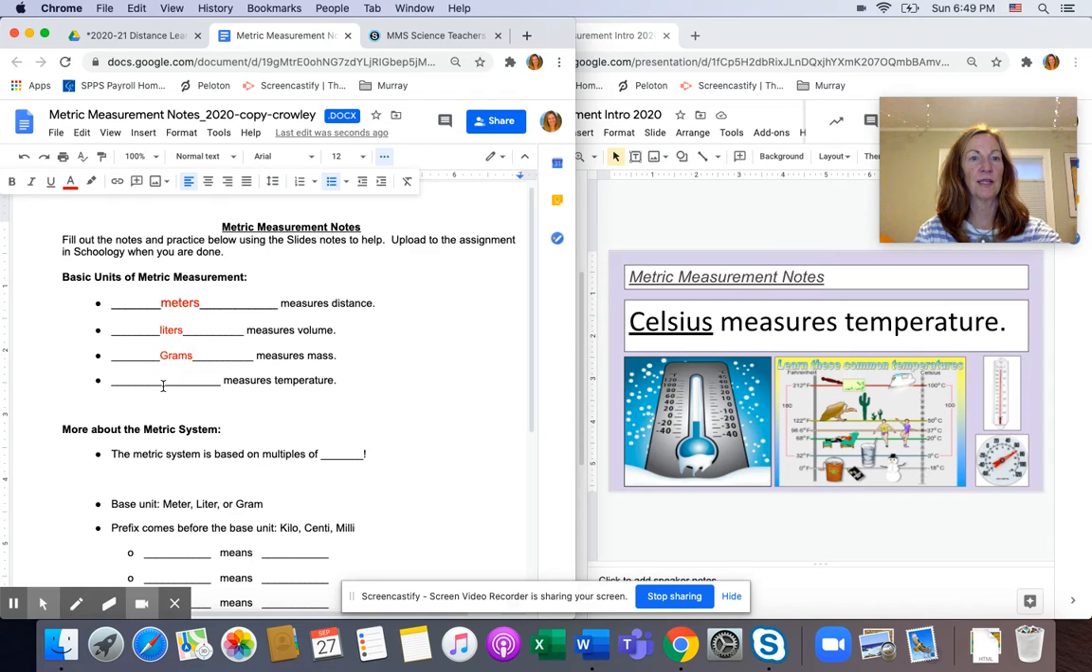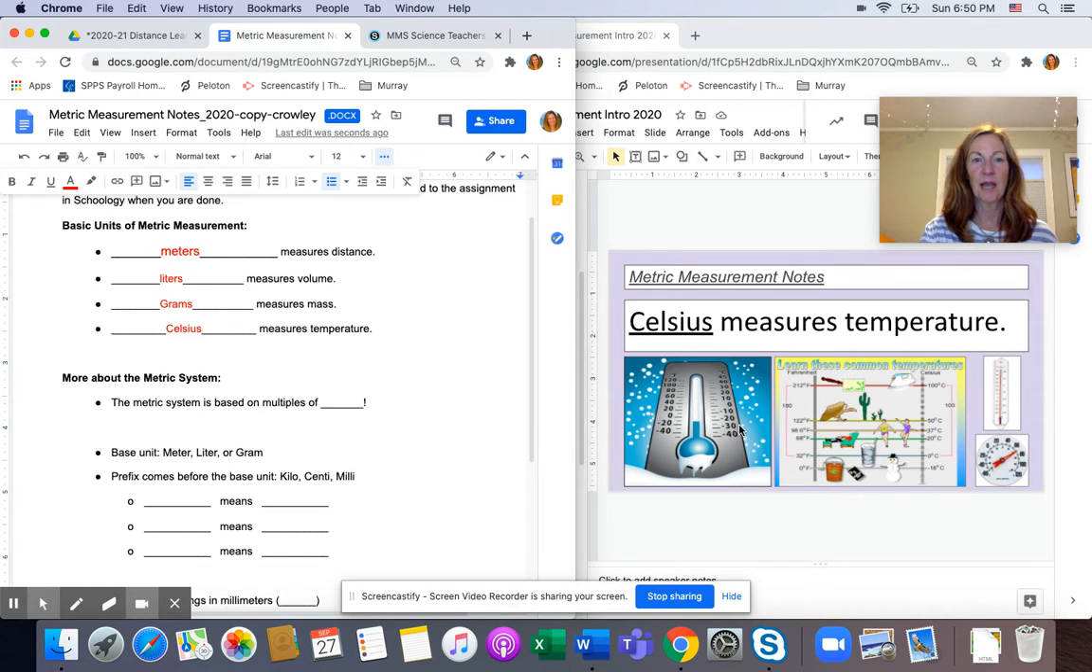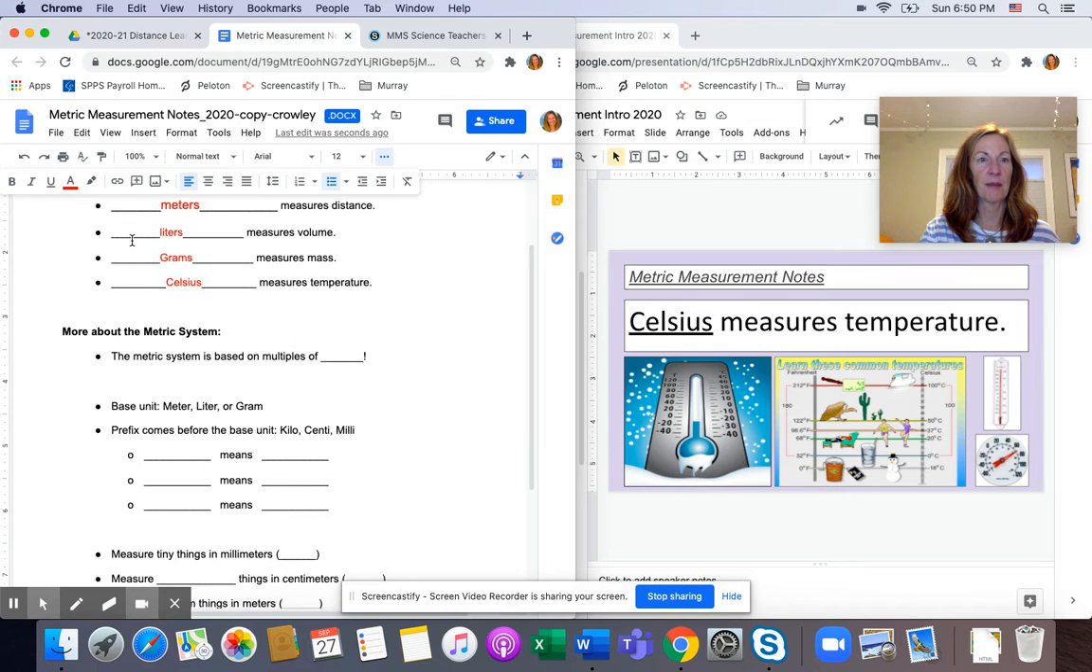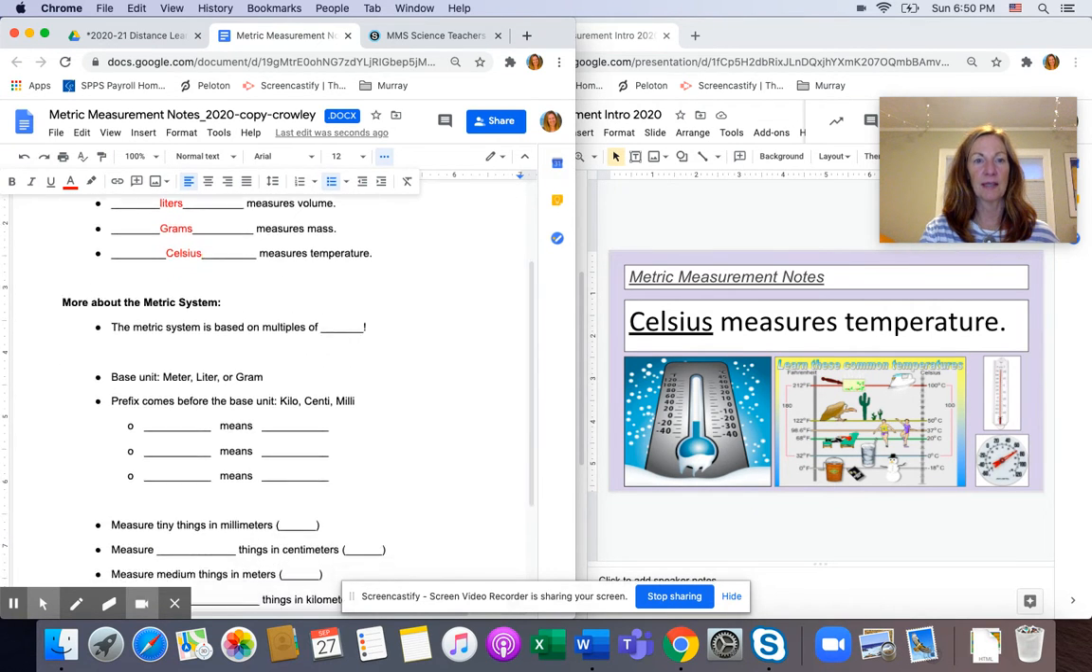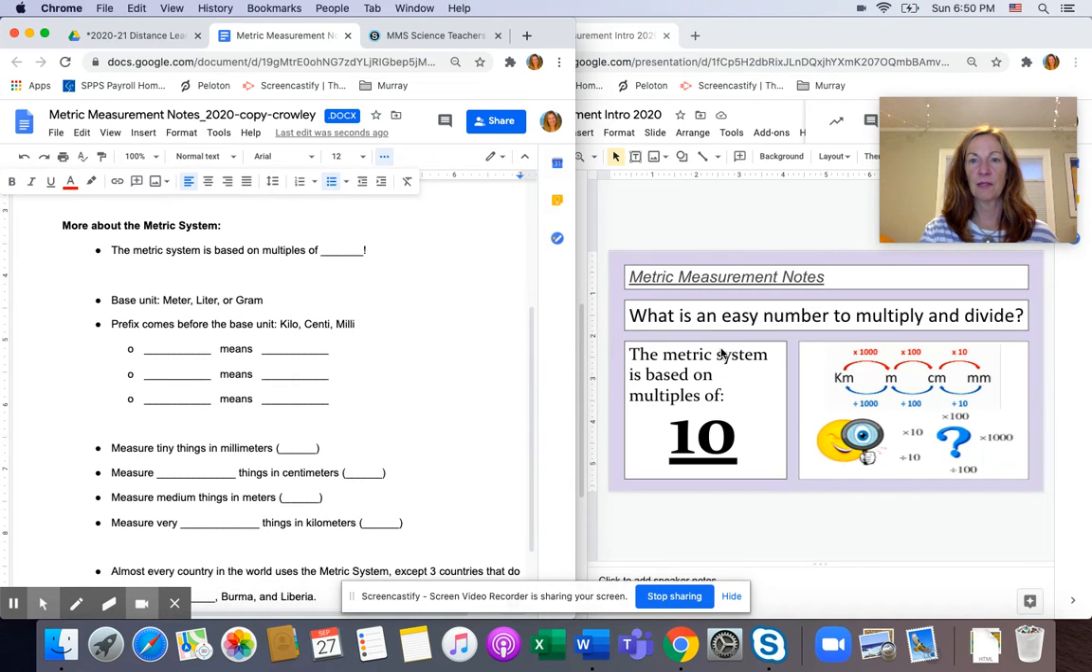And temperature is Celsius. We use Fahrenheit here in the United States, but most of the world uses Celsius. C-E-L-S, oh, Celsius. Okay, Celsius measures temperature. All right, so that's the first part, the basic units of metric measurement: meters, liters, grams, and Celsius. So now more about the metric system.